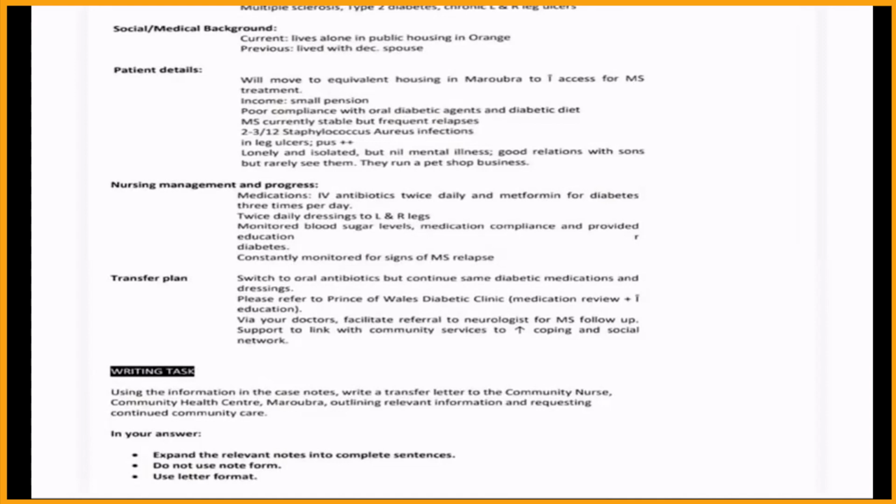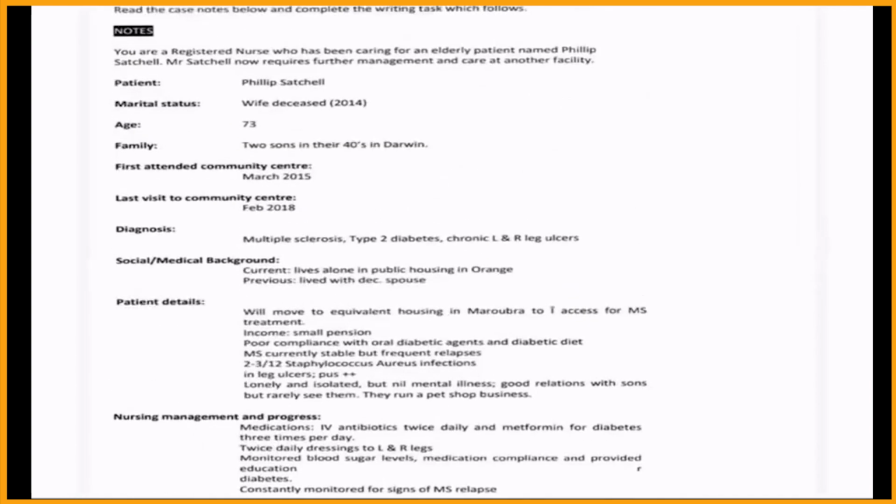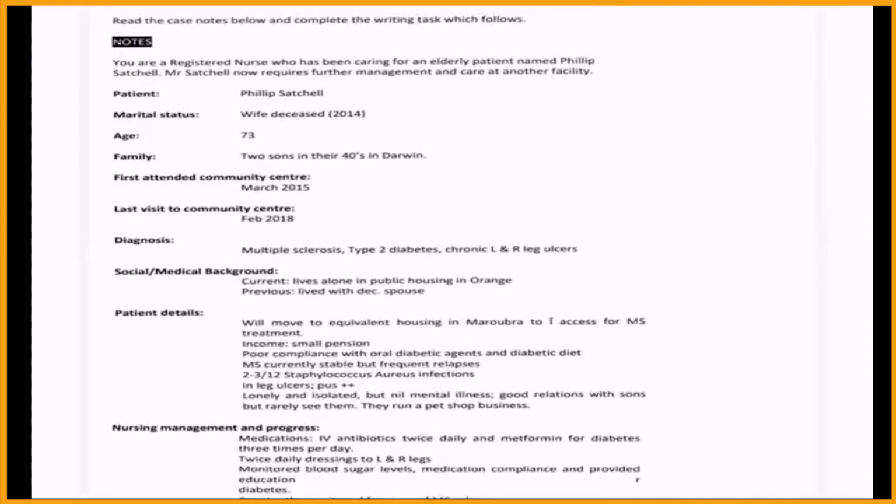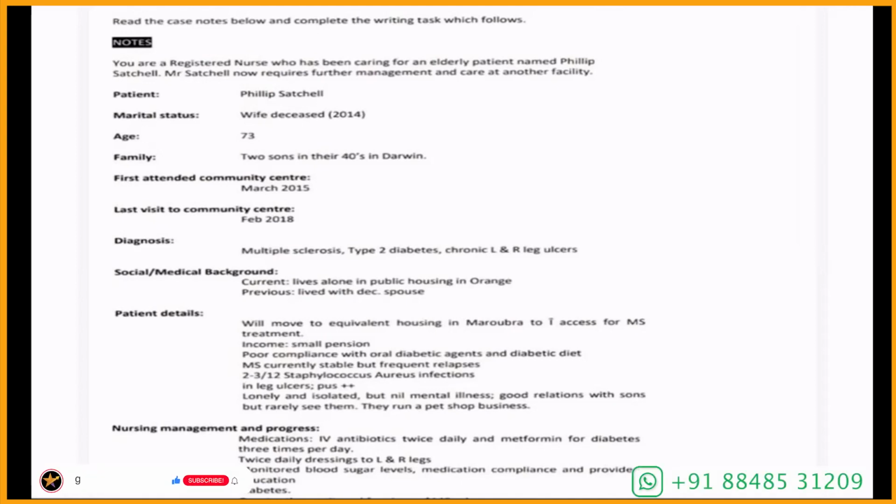Can you help me with the address part? Now, did you notice something? Have they mentioned any specific date as such? No. The only dates are the years, March 2015 and 2018, which clearly say the year when this patient first attended the community center and last visit.